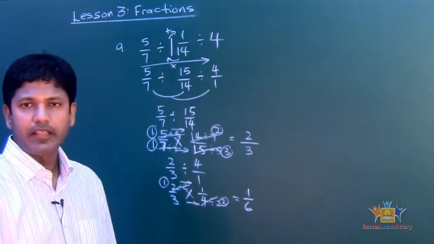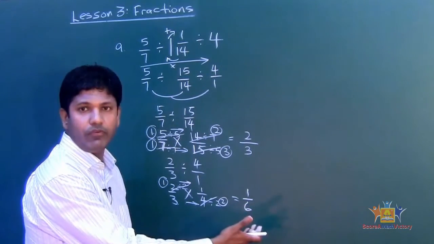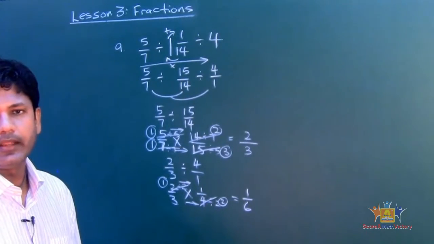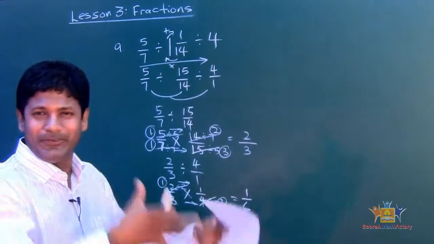1 over 6. There's nothing I can do to this. I cannot simplify or anything. It's already in its simplest form. So I leave the answer like that. See, that's pretty easy, isn't it? It's so much fun. As you do, it flows.